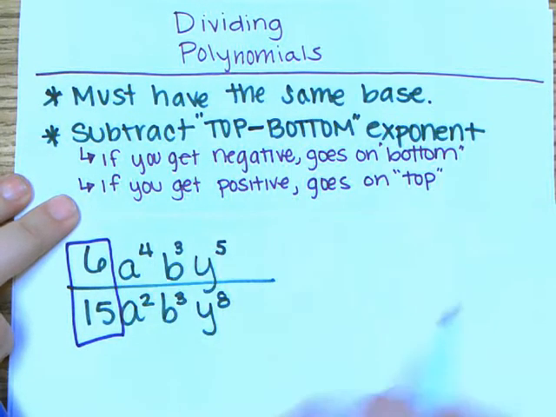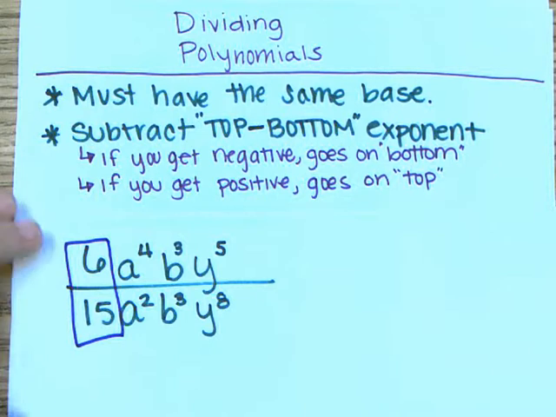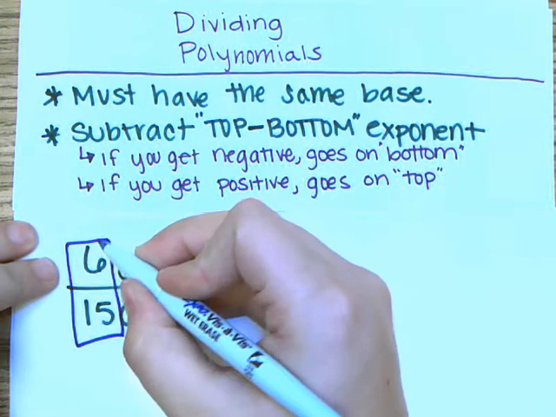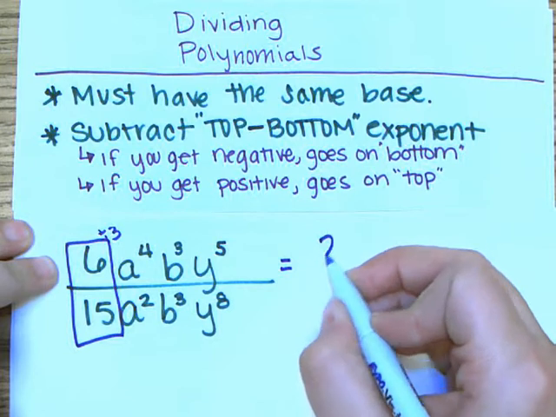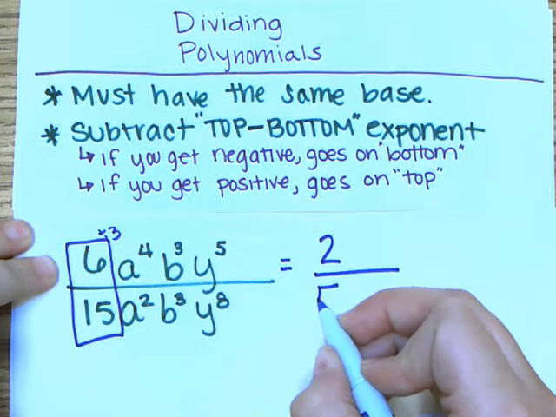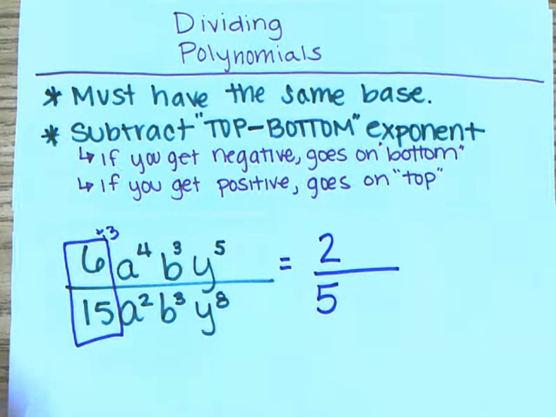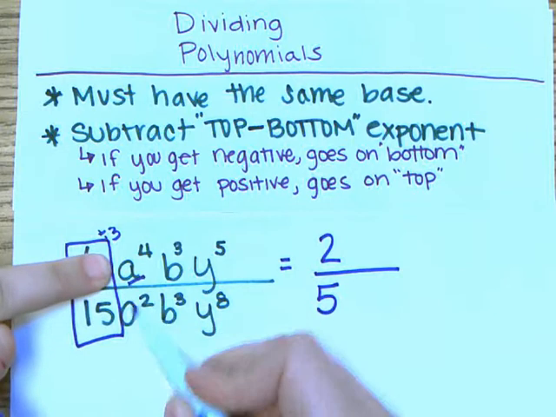So the 6 and the 15 are not exponents. So these rules are not for the 6 and the 15. We are going to simplify that just like normal. So 3 can divide into both of them. So it equals 2/5.